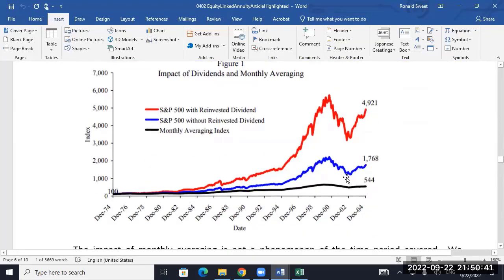So here's with dividends, here's without dividends, here's without dividends and monthly averaging. This is a 100% participation. Your $100 would have been $4,900. They're actually going to give you $544. Not a very good product, is it?